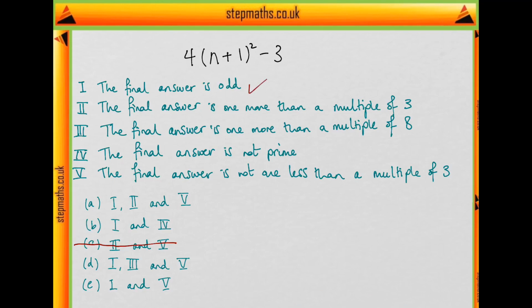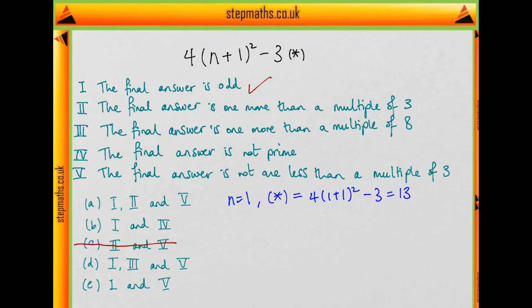Now we know 1 is true, what can we say about the rest of these statements? Well, how about we just try some simple values of n and see what we get. So if I just call this star, if I use n is equal to 1, then star is going to be equal to, well, 4 times 1 plus 1 squared minus 3, and that's just equal to 13.